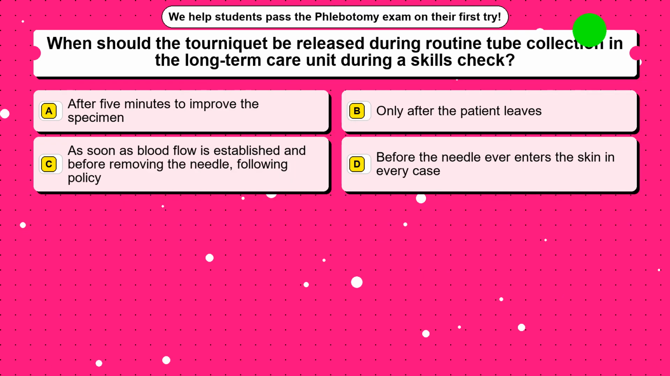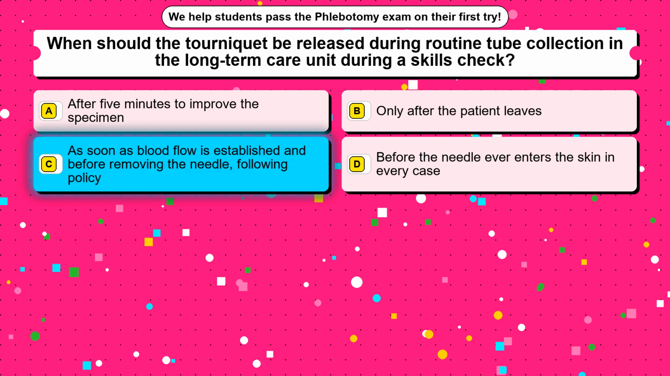Question 32. When should the tourniquet be released during routine tube collection in the long-term care unit during a skills check? Option A. After 5 minutes to improve the specimen. Option B. Only after the patient leaves. Option C. As soon as blood flow is established and before removing the needle, following policy. Option D. Before the needle ever enters the skin in every case.